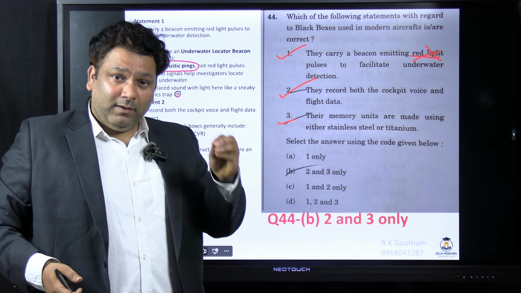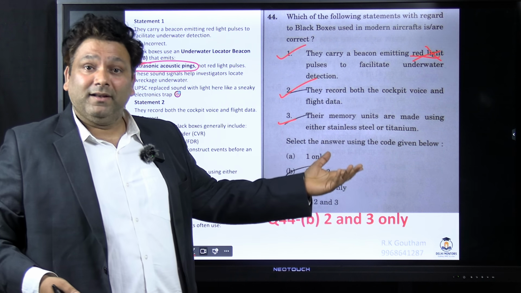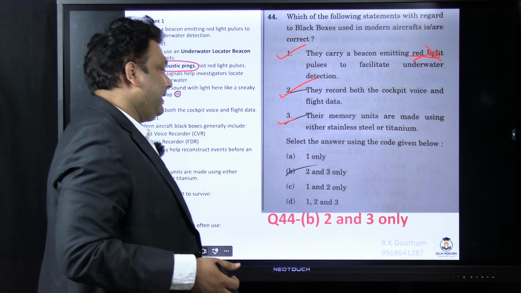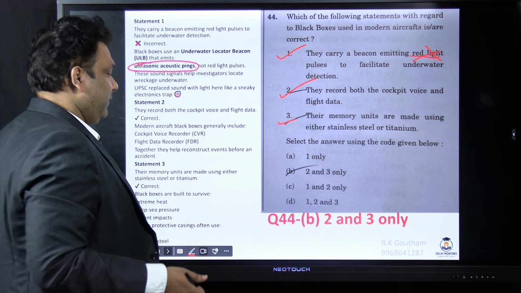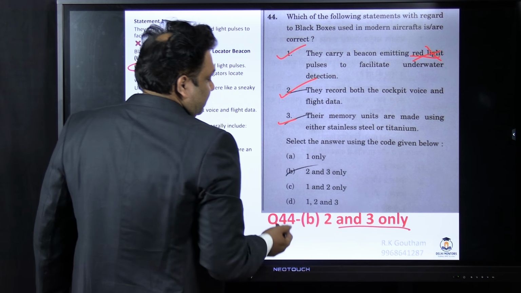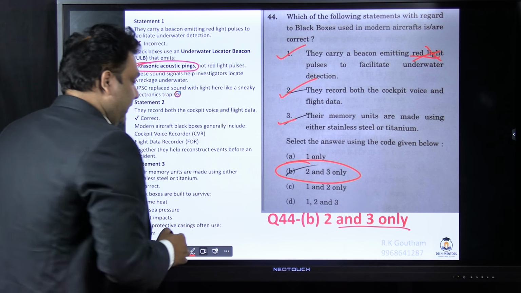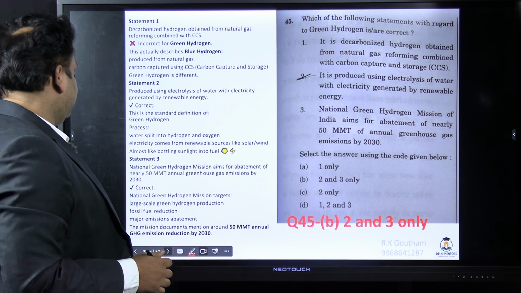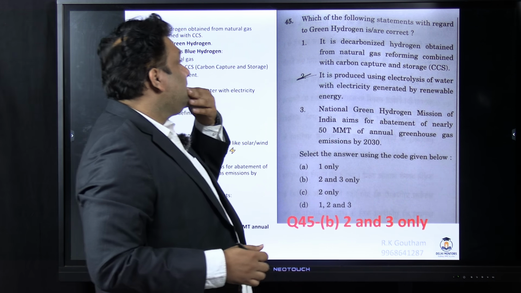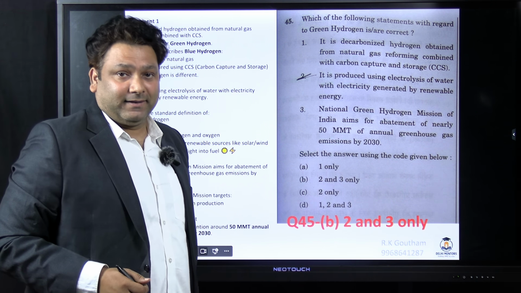Therefore, it will be made up of very strong materials such as stainless steel and titanium. So look at the statements here. So 2 and 3, this is the right one. So next one. Which of these following statements regarding green hydrogen is correct?